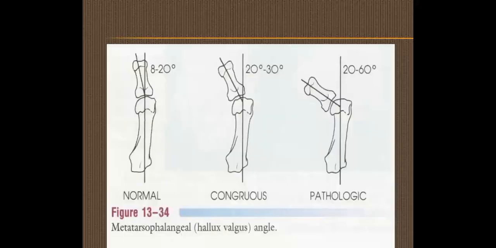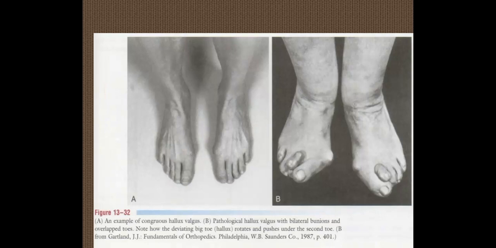So in this picture we can see the hallux valgus metatarsophalangeal angle. The first picture is showing the normal angle, that is around 8 to 20 degrees. The second picture is the congruent type, in which we can see a 20 to 30 degree angle. And in the third picture, which is the pathological hallux valgus, we can see a 20 to 60 degree angle. An example of the congruent hallux valgus is picture A. Picture B is the pathological hallux valgus with bilateral bunions and overlapped toes.